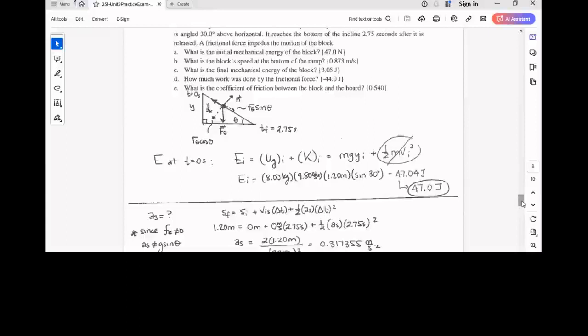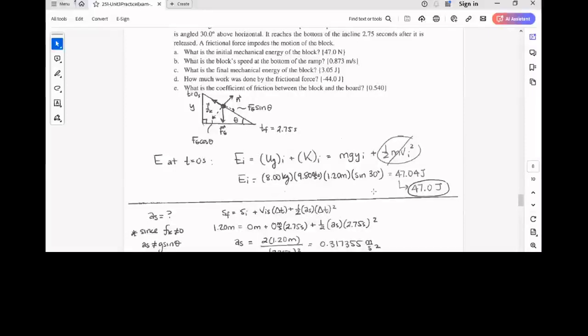Now, part A is asking for the initial mechanical energy of the block. Because there are no springs involved here, the mechanical energy is just going to depend on the gravitational potential energy and the kinetic energy. So the total energy at t equals 0 seconds, I'm going to call that E initial. It's going to be just the gravitational potential energy plus 0, because the block isn't pushed down the hill, it's just set at the top of the ramp. That means that the gravitational potential energy is all that's there to work with.